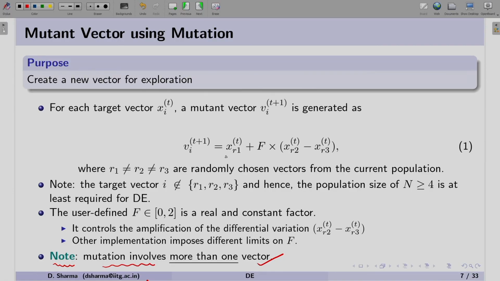Now, looking at equation number 1, we can see that we need R1, R2 and R3, meaning that we need more than one vector to generate a mutant vector V_i^(t+1). Let us understand the mutant vector graphically.